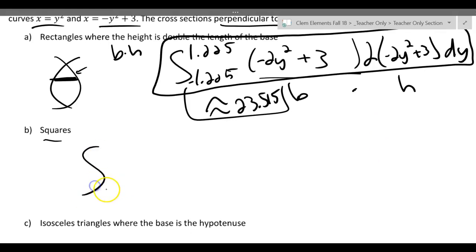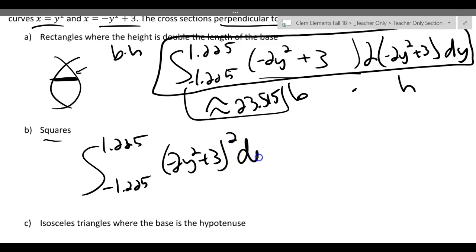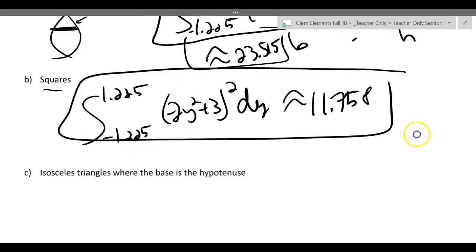All right, now squares. Okay, so that's convenient. It's just going to be the same exact thing, except this time you're just going to take that base and square it. That's all that is. So I'm going to copy this last one, paste it, and then delete this. Squared. And that's about 757. All right, and last one.